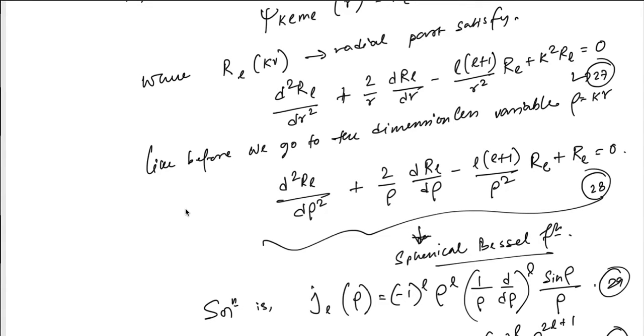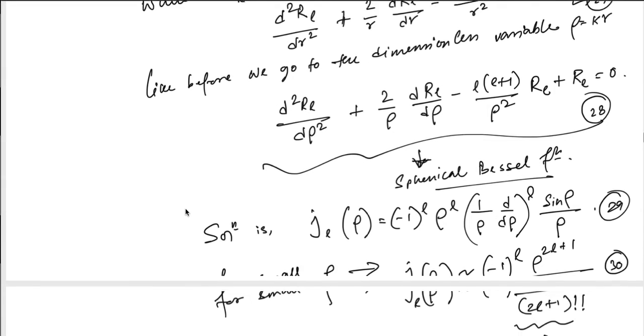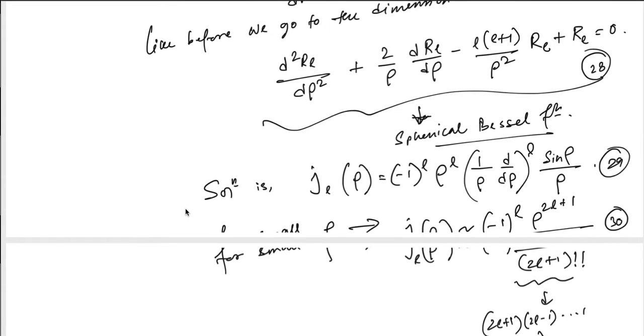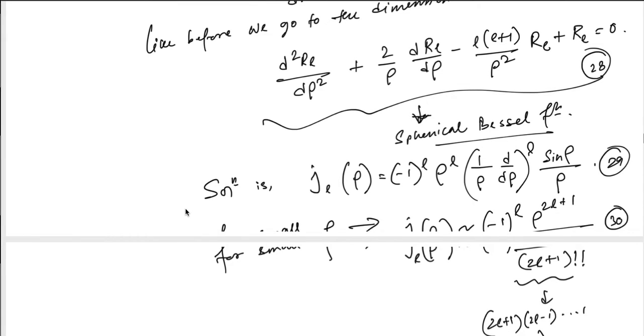Okay, so now we want to solve this problem and get the spherical basis form. This is a spherical Bessel equation, and the solution of this is a spherical Bessel function, which is given by this. You can look it up in any special mathematical handbooks or mathematical physics books, or you can work it out.